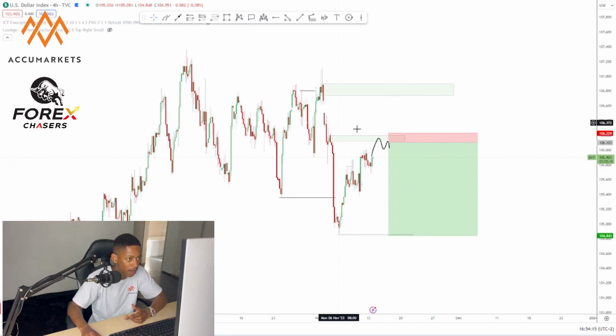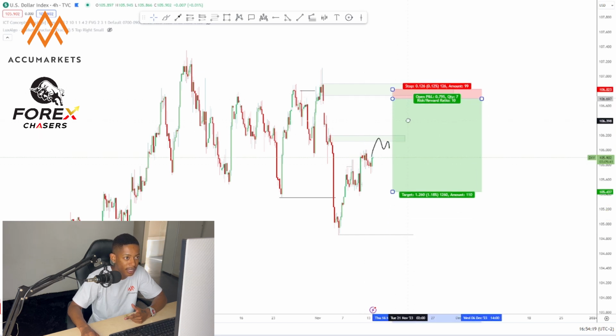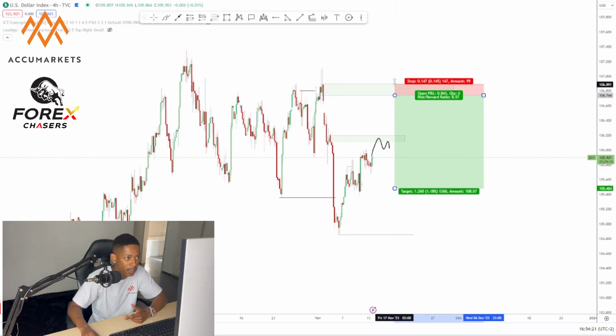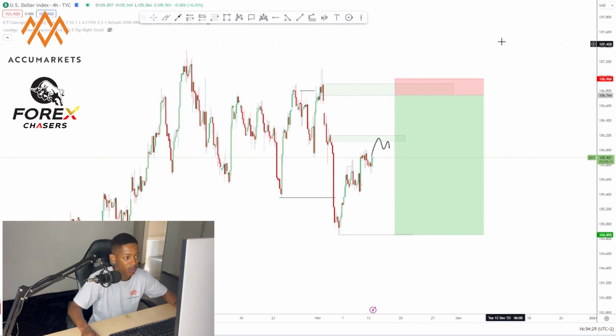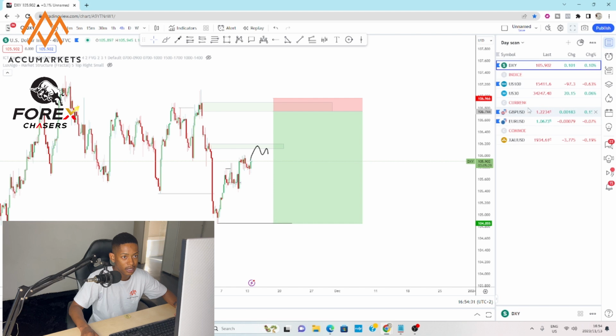So if this doesn't play out, maybe it does the same thing, we are going to look for the same thing here. And even if it doesn't play out and it plays out maybe here, for instance, one thing that I like is that now our risk to reward will also be increased. You see, our risk to reward will be 8.5. So that is what we are seeing on the dollar index.